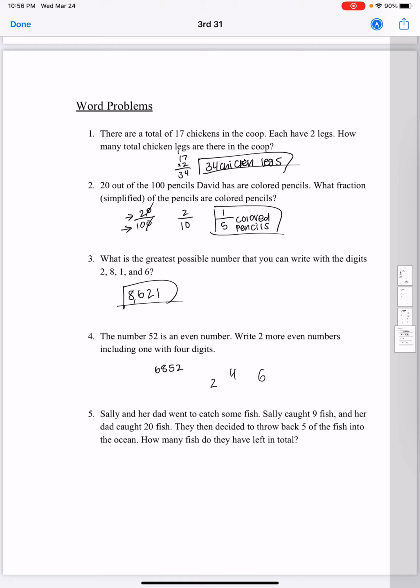So, number 5, Sally and her dad went to catch some fish. Sally caught 9 fish and her dad caught 20 fish. Then they decide to throw back 5 of the fish into the ocean. How many fish do they have left in total? Okay, so Sally caught 9 and her dad caught 20. So 20 plus 9 is 29. Then they decided to throw back 5 of the fish into the ocean. So you would do 29 minus 5. 9 minus 5 is 4. 2 minus nothing is 2. So there are 24 fish left. Label and box, and you have your answer.